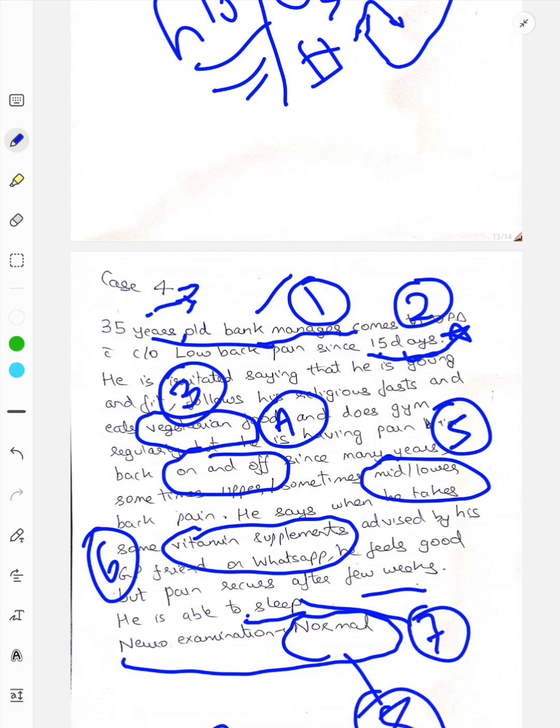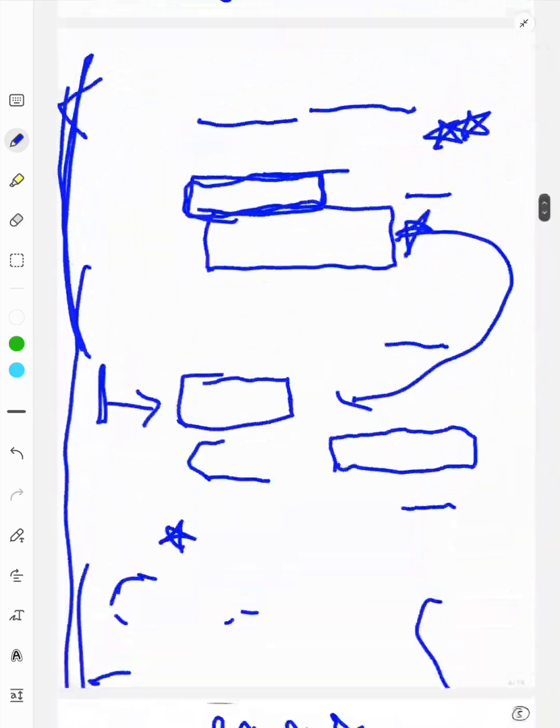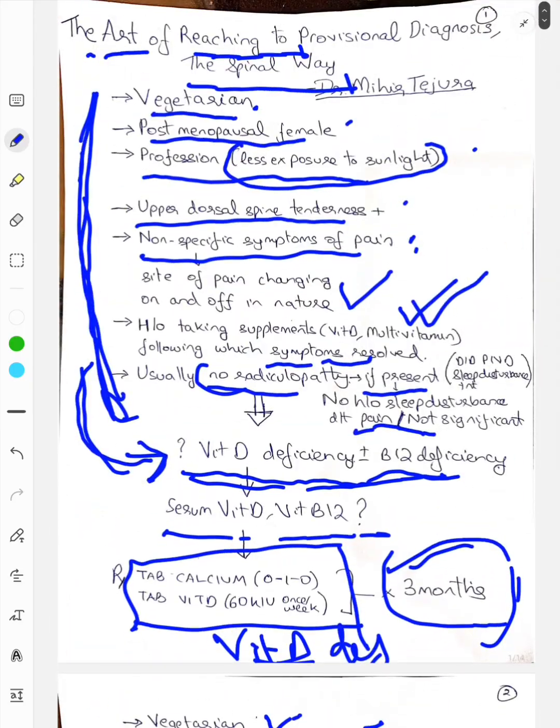All these points suggest what? What does it suggest? It suggests a picture of vitamin D deficiency, as we had discussed in detail. Less exposure to sunlight, vegetarian diet, pain is on and off in nature, the site is changing, history of taking vitamin D supplements in the past, and not that significant radiculopathy with normal neuroexamination. You are looking at a picture of vitamin D deficiency. No need to explain the vitamin D deficiency treatment, we have already discussed it in detail, right?